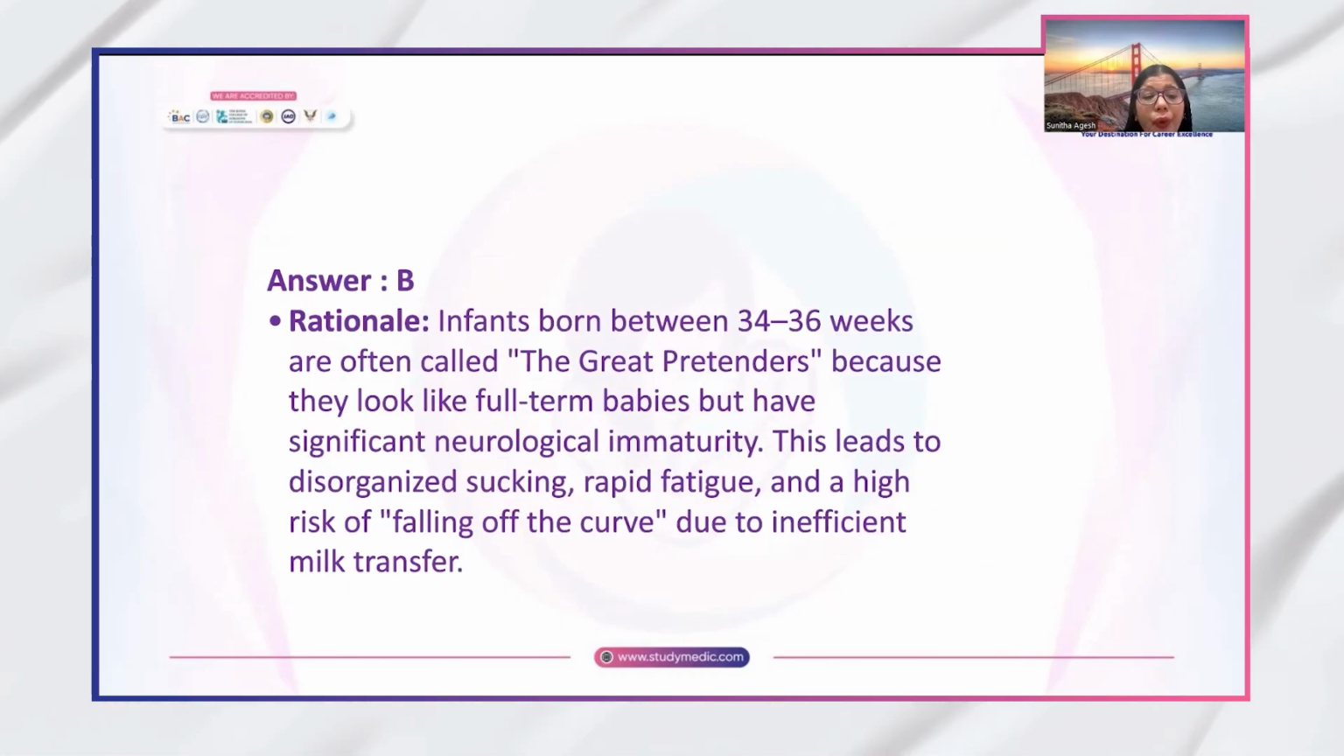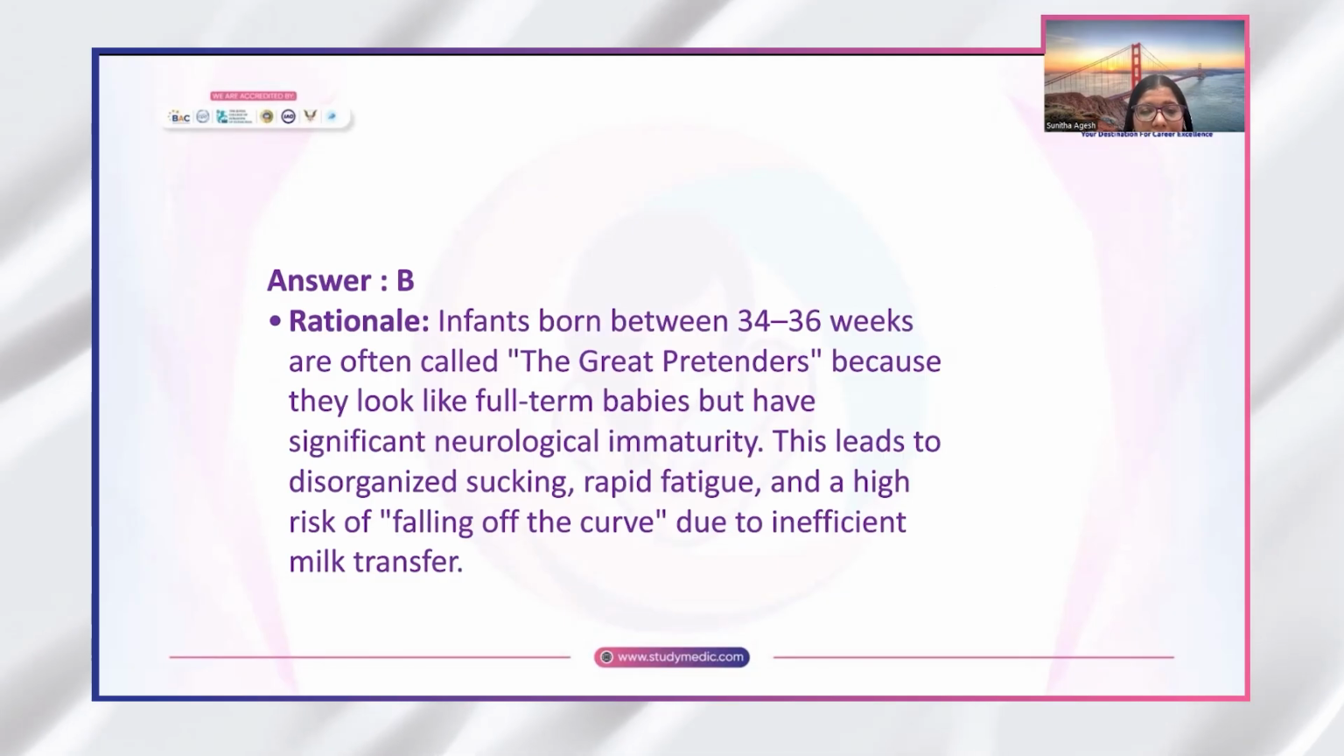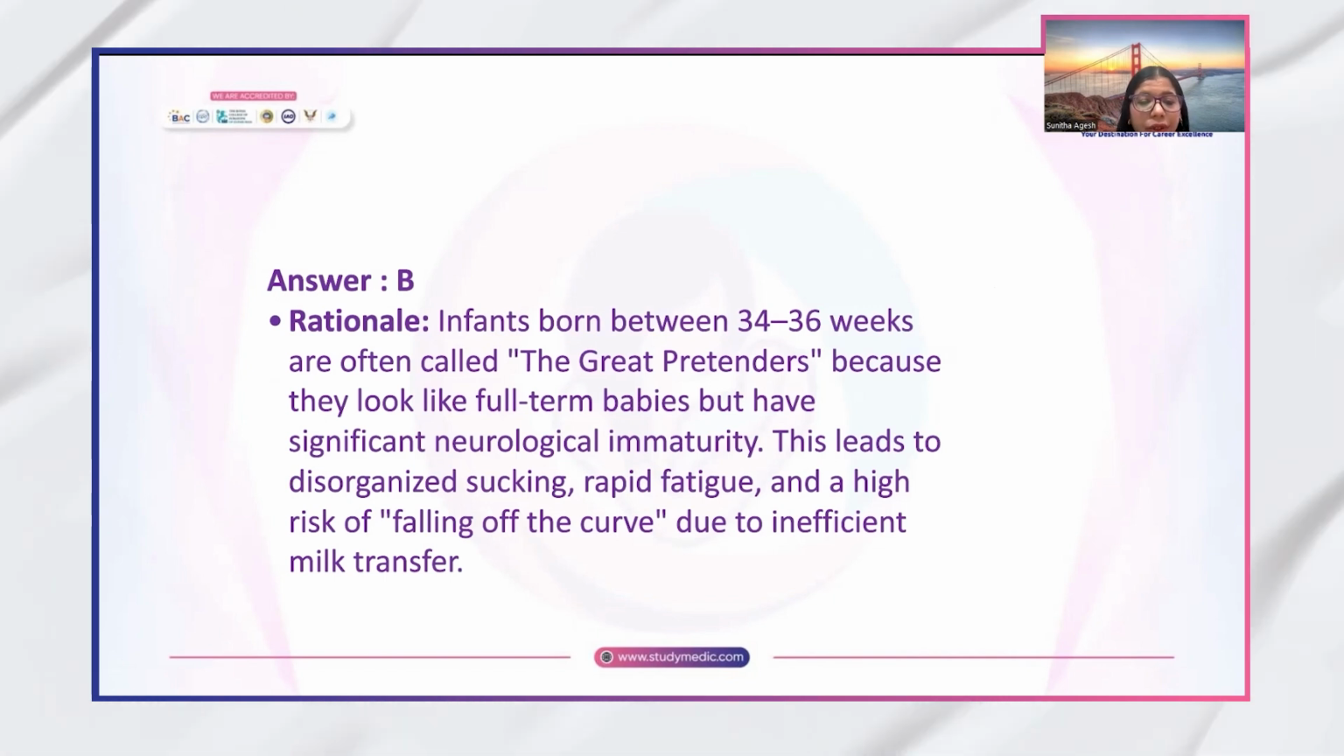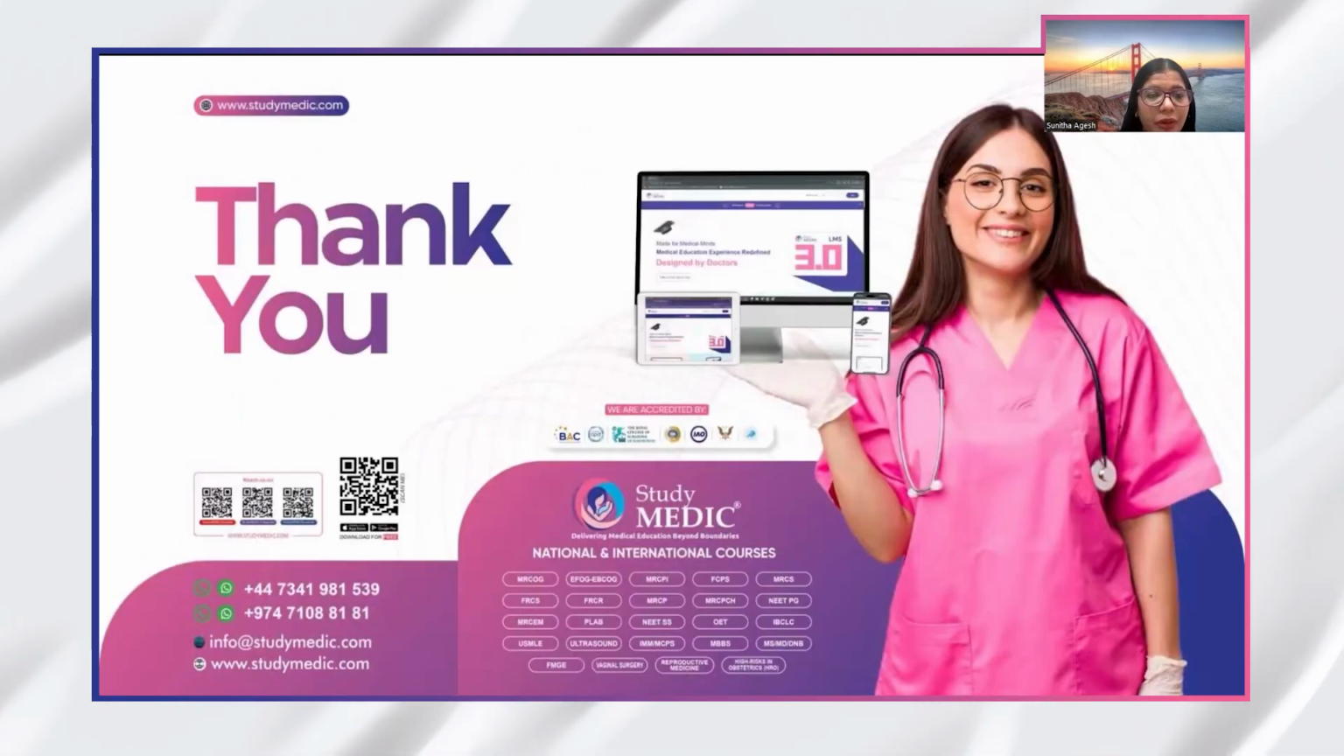Because the baby is taking 3 to 4 sucks per swallow, it means the baby is working fast, but the milk intake is less, and the baby is spending a lot of energy. The baby is not receiving that much calorie from the breast milk that the baby is sucking. So here, the answer is B, because these babies look like full-term babies but have significant neurological immaturity. This leads to disorganized sucking, rapid fatigue, and high risk of falling off the curve due to insufficient milk transfer. Okay, thank you so much for listening.